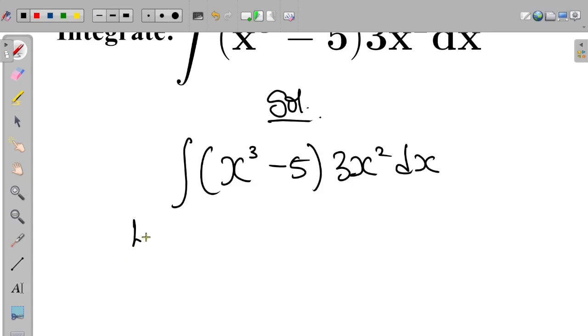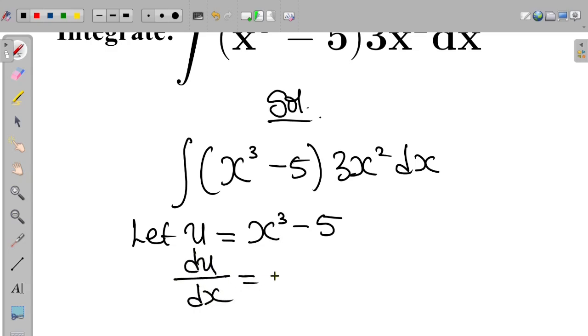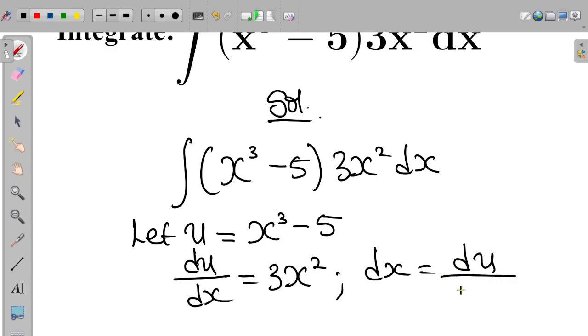So we have that let u be equal to x cubed minus 5. If we differentiate this with respect to x, we have du over dx is equal to 3x squared. Therefore dx is equal to du divided by 3x squared.